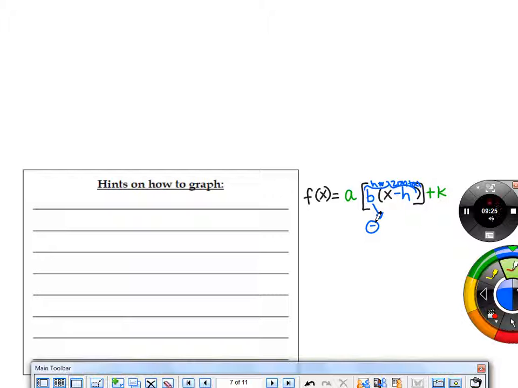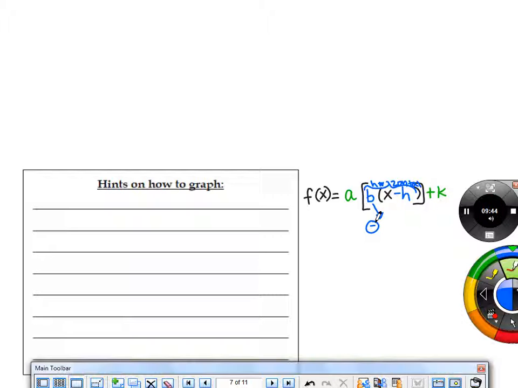It reflects. So guess what's going to happen when B is negative? It's going to reflect. The difference is the direction of reflection. So when A was negative, our absolute value went from facing up, and then all of a sudden it went facing down. Okay, that's a vertical change. It went from up to down.